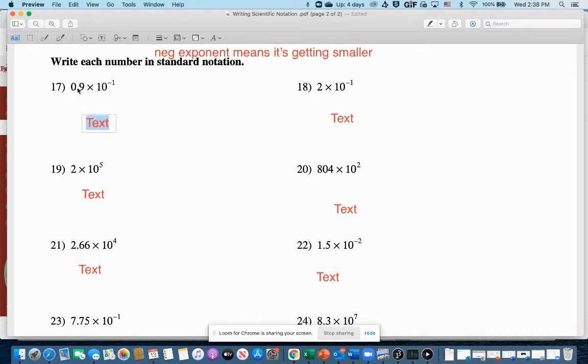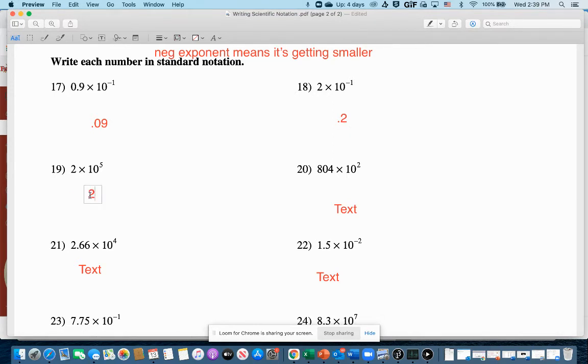So in this case, this is a negative 1, so I move it 1 time. Negative means it gets smaller, right? So 0.09 right here, right? If I move it the other way, that'd be 9. Well, 9 is bigger than 0.9. I need 0.09 because that is smaller than this 1 spot right there. Okay, same thing with this, right? 2, I want this to become smaller by 1 spot, so that's just going to become 0.2. So the decimal is right here. I moved it to the other side.